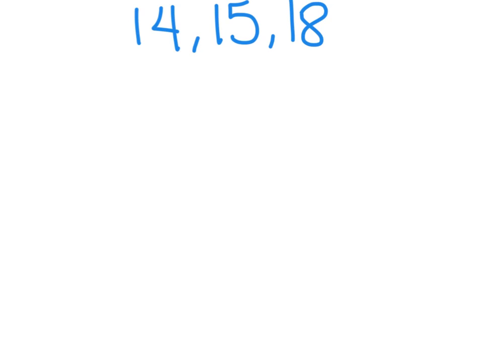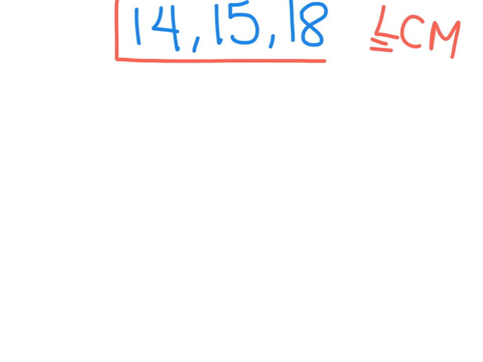Okay, let's try the next example. We have 14, 15, and 18. We're going to build our cake. Since it's least common multiple, we have to be able to divide at least 2 of them. So remember, least common multiple, at least 2. So we can divide at least 2 of them by the number 2.